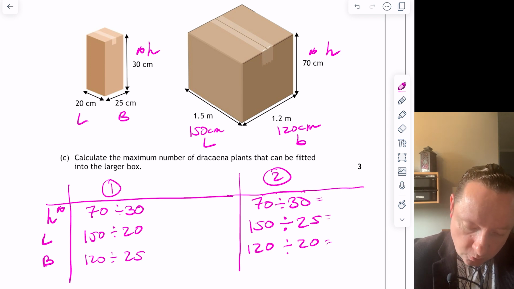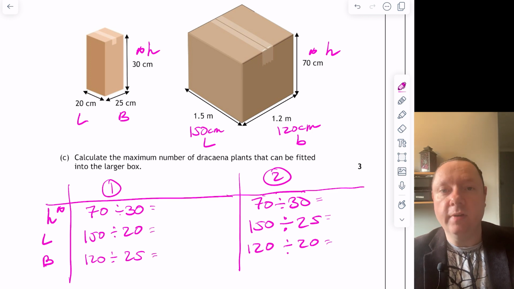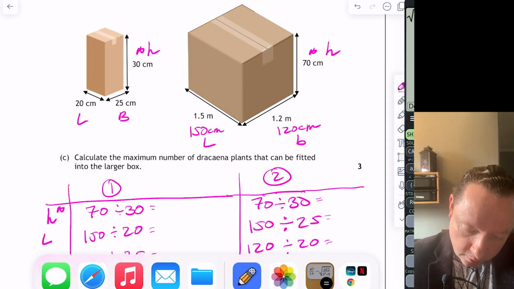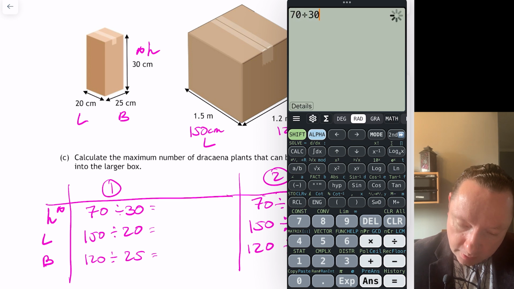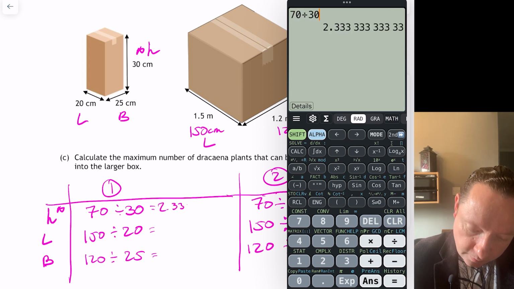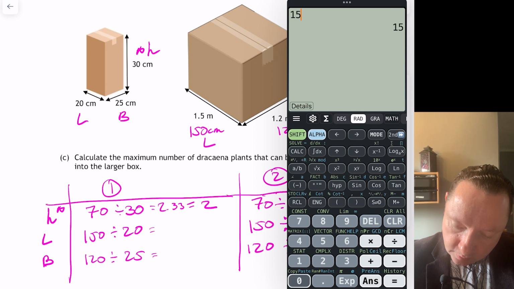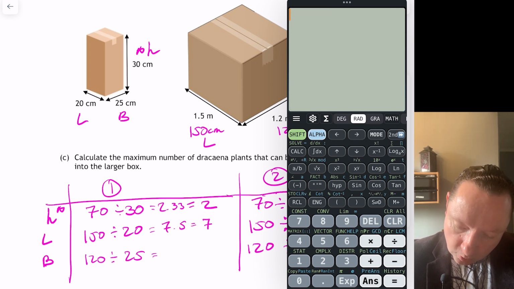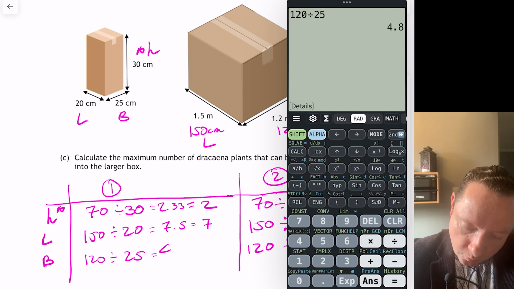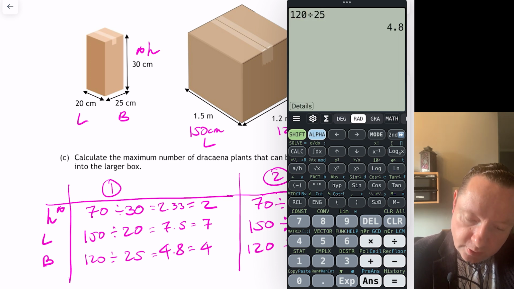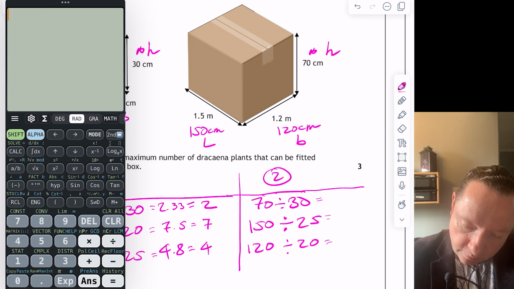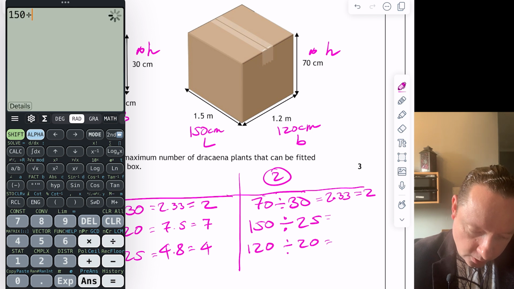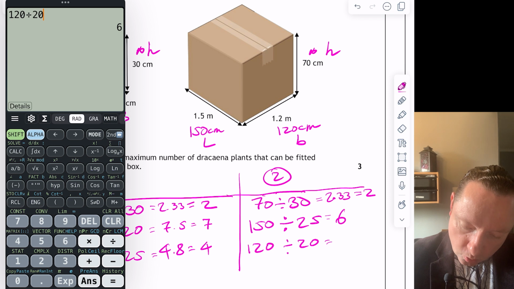So you do your division sums, but remember you round down because this is real things, so you can't actually round up. So you get your calculator, taking your time, 70 divided by 30, 2.33, and then I just say that's 2. 150 divided by 20, 7.5, so that's just 7. 120 divided by 25, 4.8, so that's just 4. Do the same on the other side. I already know 70 divided by 30 is 2.33, so that's just 2. 150 divided by 25 is 6 exactly. 120 divided by 20 is also 6 exactly.